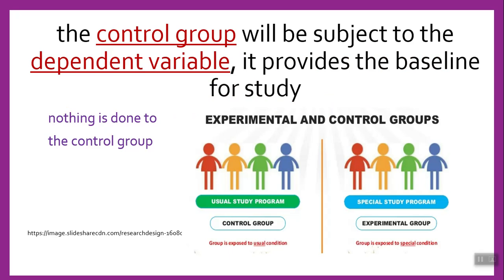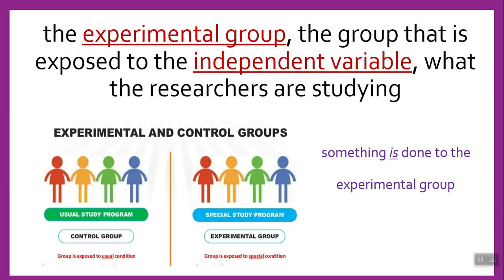On the other hand, the experimental group is the group that is exposed. So the experimental group is the group that's kind of subject to the experiment. Something is being done to them. They're exposed to what the researchers have predicted will affect something.